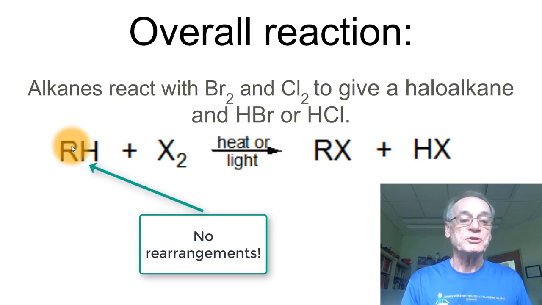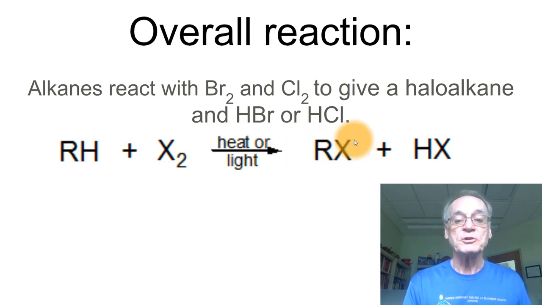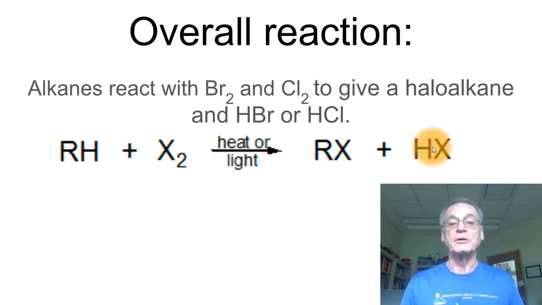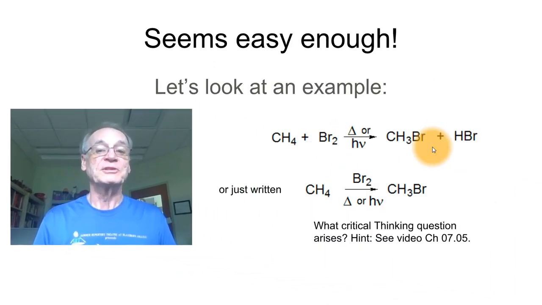Notice that the R group that you start with here is the same as the R group that you end up with here. No rearrangements in the reaction. And if you want to balance the equation, then you have the hydrogen and the extra halogen that come off as HCl or HBr. Typically this is not done in water, so the HCl or the HBr is a gas and it just evaporates out of the mixture. So it seems easy enough, right? So let's look at an example.